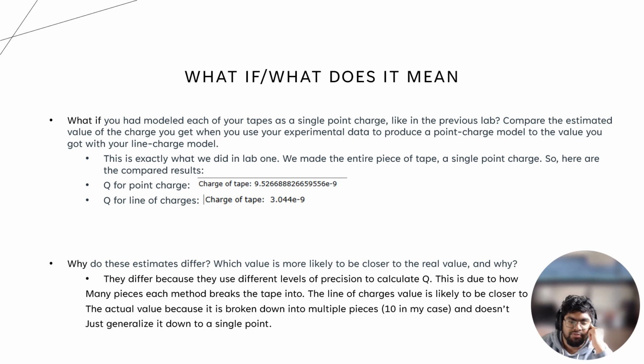And why do these estimates differ, and which one is closer to the real value? Well, they differ because you're using less precision with the single point charge rather than the line of charges, because it's generalizing everything down to one point versus breaking it down into a bunch of smaller points. And because of this, we know that the Q for the line of charges is more likely to be closer to the actual Q value, because it's broken down into multiple pieces and doesn't just generalize it down to a single point.